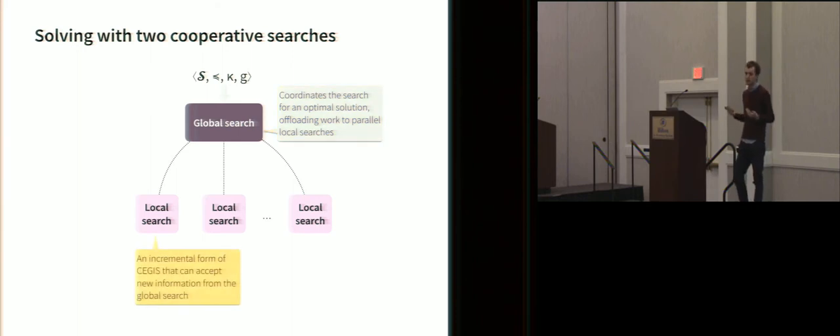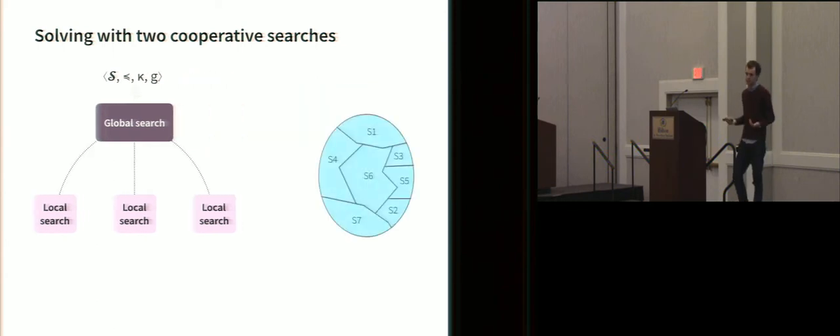These local searches are running in parallel, and they each execute the CGIS algorithm that we saw at the start. But they're executing a special new incremental form of CGIS that allows us to incorporate new constraints without having to restart their search. Now, to see why that's important, and to see how Synapse exploits the information in a metasketch, we're going to walk through a simple example.